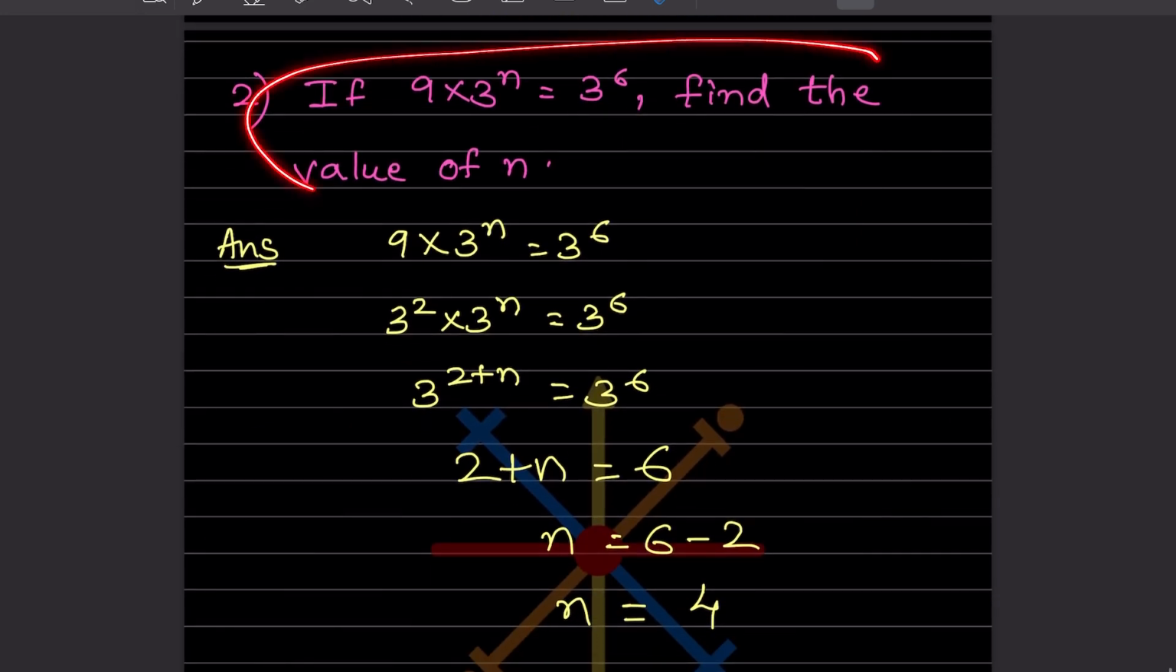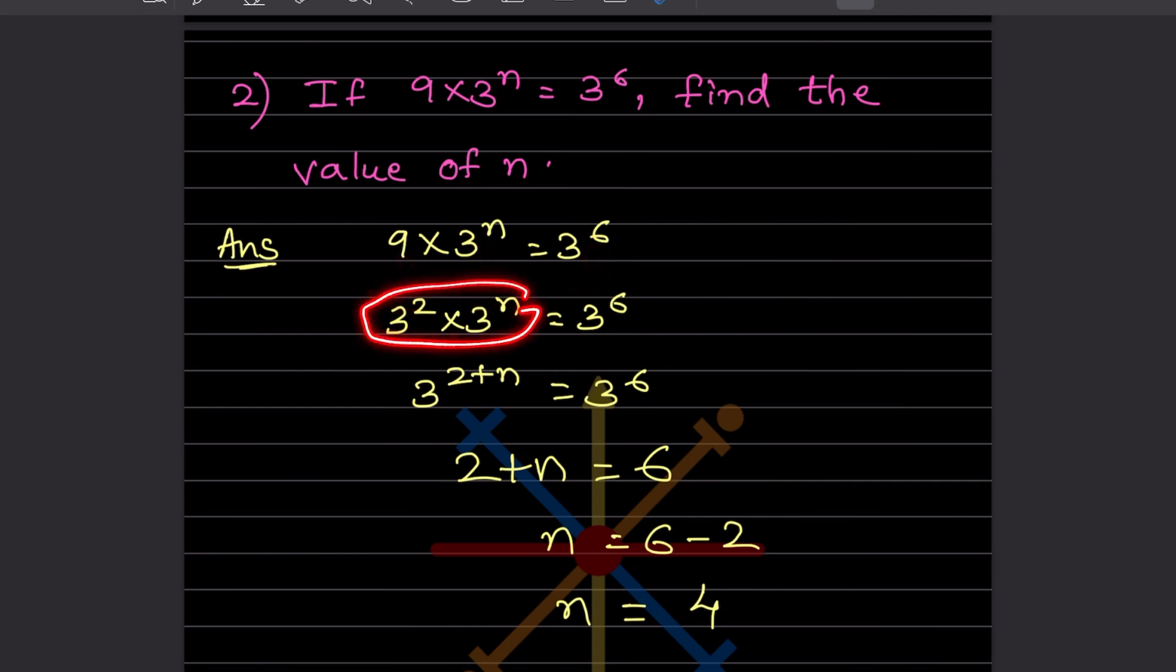Now look at here. This is a question given. Again, here we have to find the value of n. So this same thing I wrote over here. Now again, I can see a 3, so I'll make this 2 because 3 squared is 9, and this as it is. Now can you see the base is the same? So this will be a raised to m into a raised to n, that is a raised to m plus n. So this is m plus n.